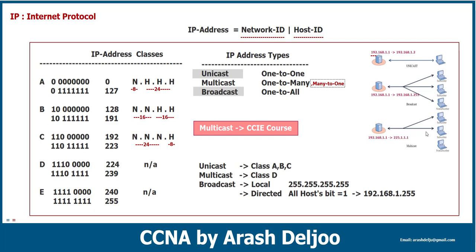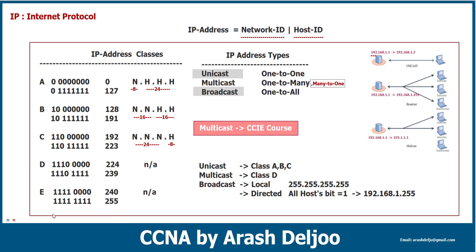Look at here, this is multicast. When one system is sending traffic to many systems, multiple systems, in these types of communication we are using class D IP addresses. Class A, B, and C are used for unicast communication, and class D IP addresses are used for multicast communication when we are sending traffic from one system to many systems.